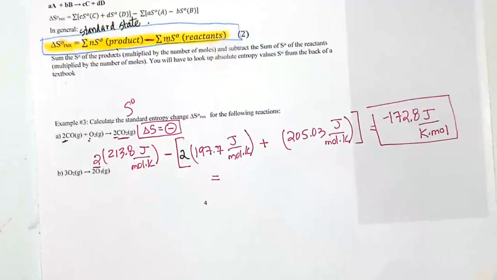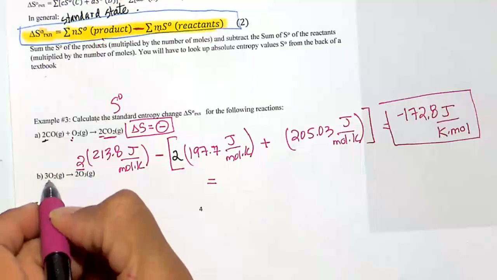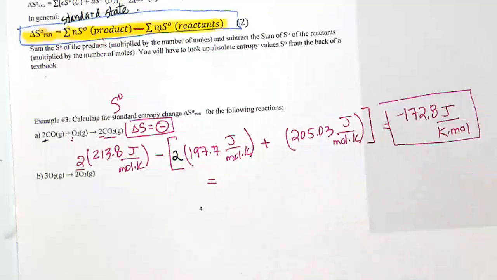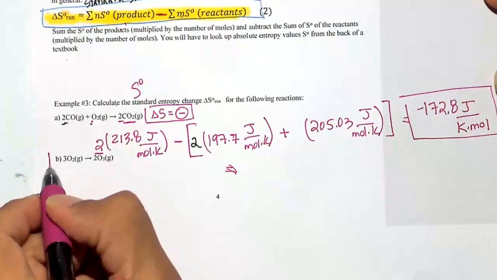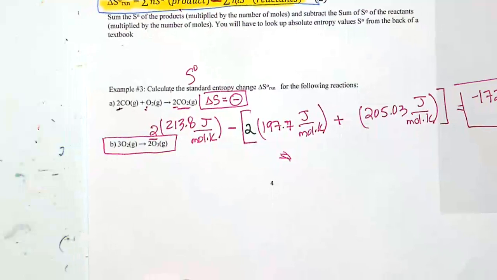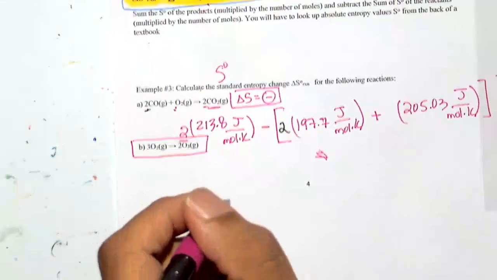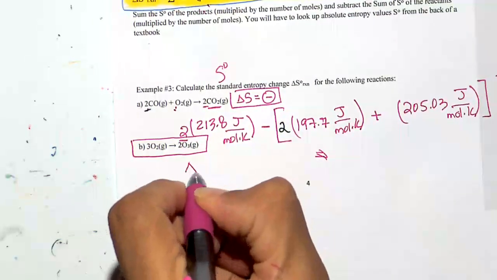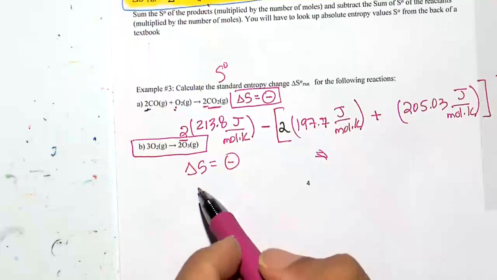All right, let's do B and C here really quickly. Okay, what would you predict for this one here? Okay, so we have 3 moles of gas going to 2 moles of gas. You predict negative. So our prediction is delta S will be negative. Let's go ahead and do that.